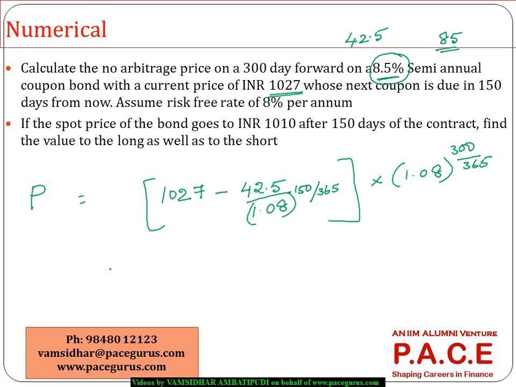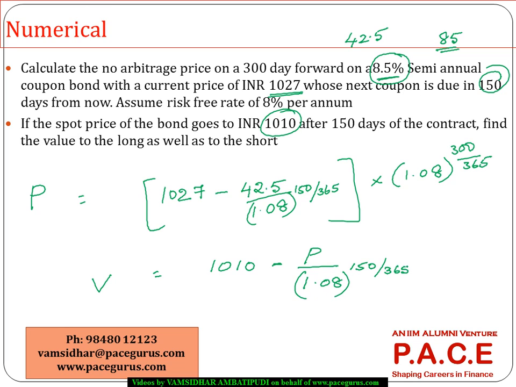And the same way, if the spot price of the bond goes to 1010 after 150 days, 150 days means the coupon might have already been given, right? Because the coupon is due 150 days from now. So if the coupon is already given, I don't need any of this adjustment now. So for finding out the value, I will take it as 1010 minus whatever is the forward price that I am getting divided by 1.08. 150 more days is there for maturity.